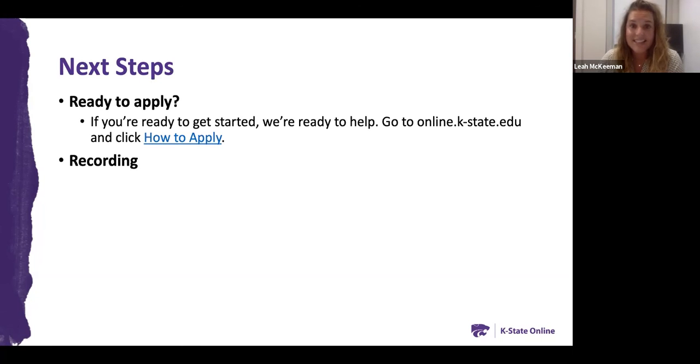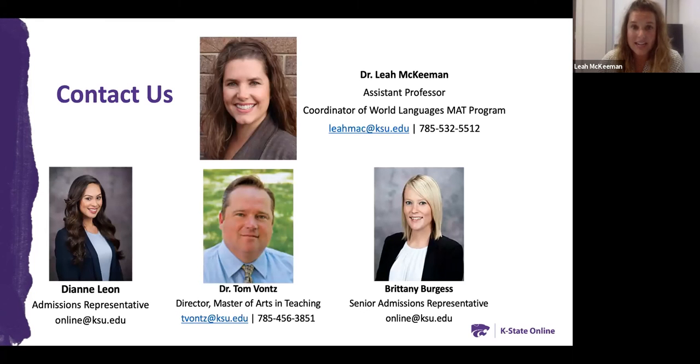And so then next steps, if you're ready to apply, you can go to online.kstate.edu, or you can click on the link of how to apply. Again, this recording, you can come back to it and look through that again, listen to it again if you have forgot something that was said. But again, one of the things to remember, because you're here, that application fee would be waived. So that's always really nice. And then again, this is our contact information if you do have questions.